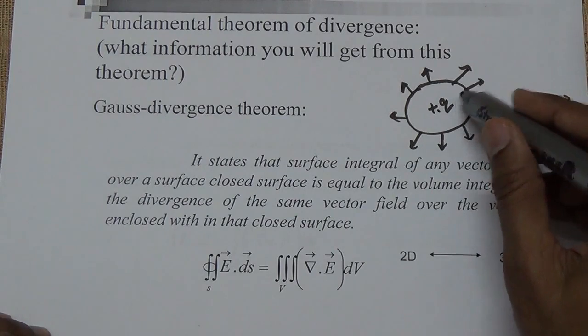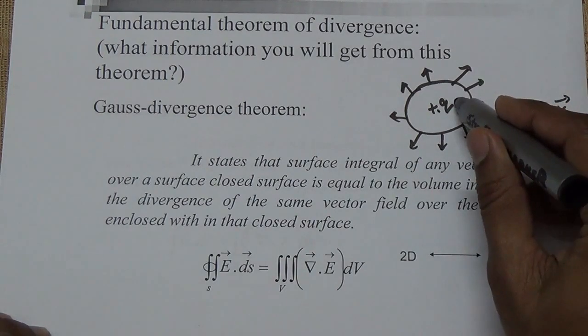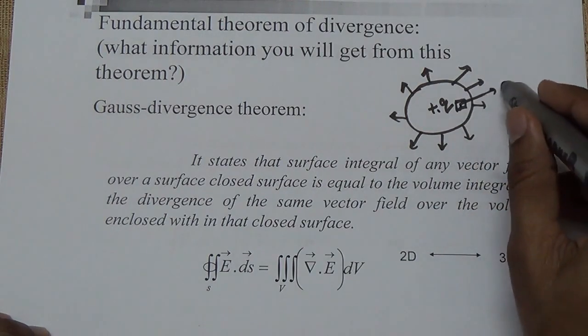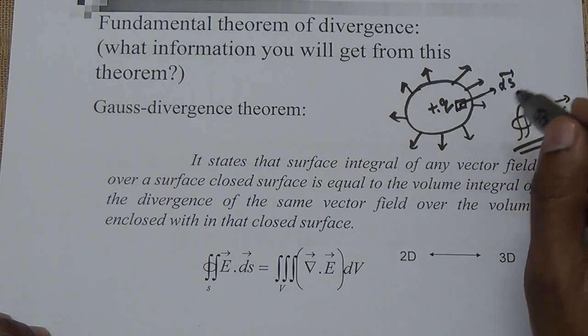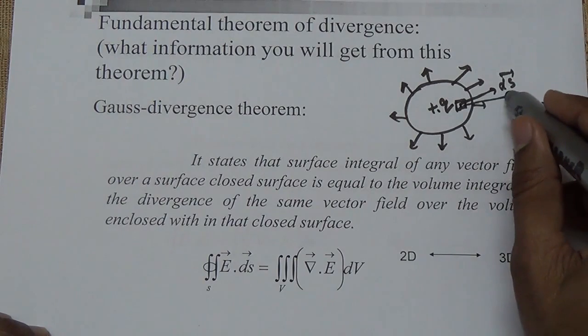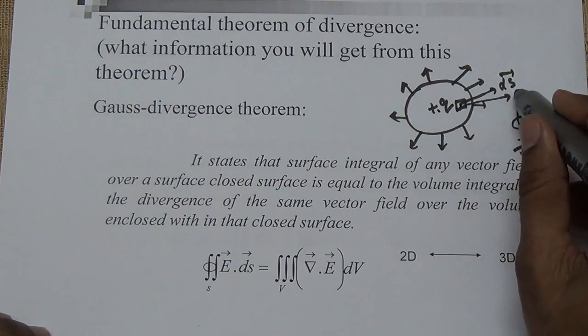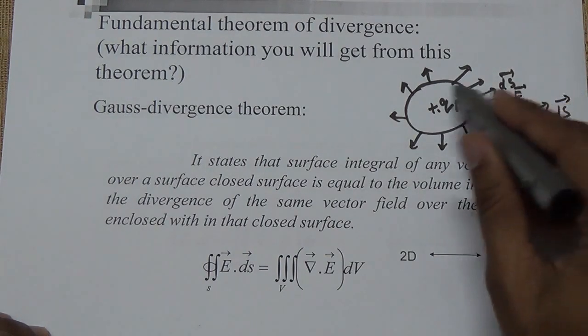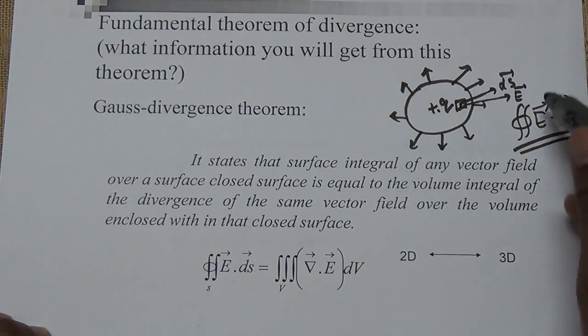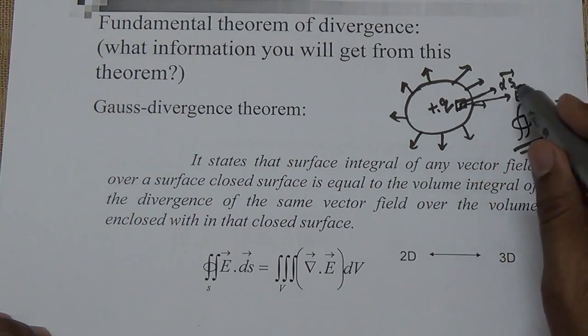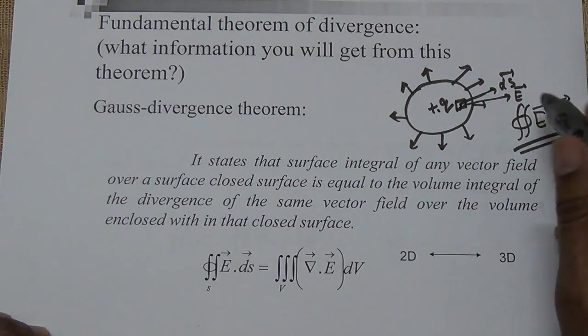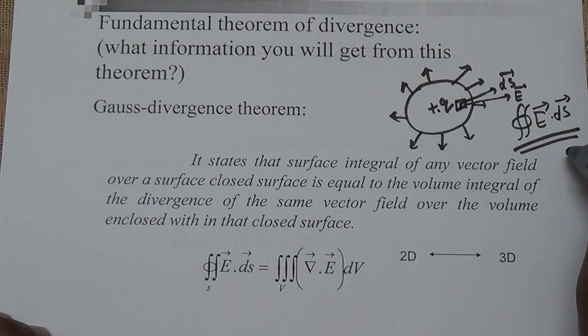For that, we just consider a small elementary area ds, and we assume that the electric field line passing through it is constant everywhere at the surface. So E dot ds is the electric flux which comes out through this small elementary area ds. That will be d phi.